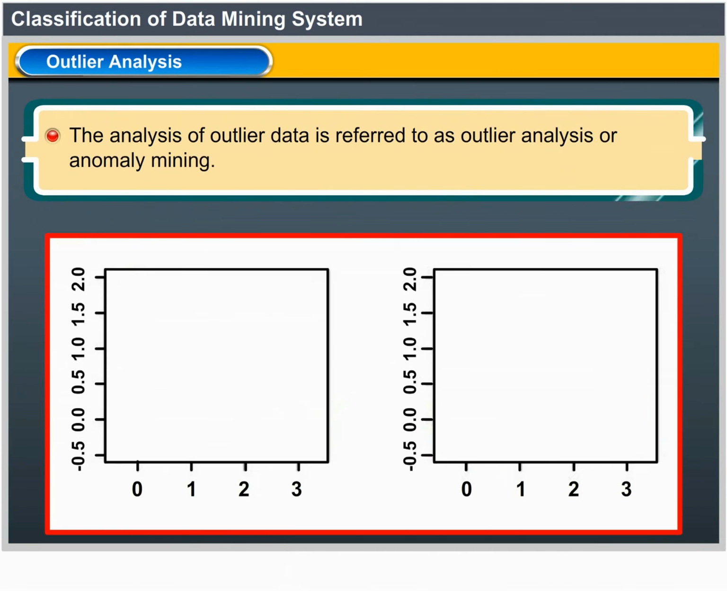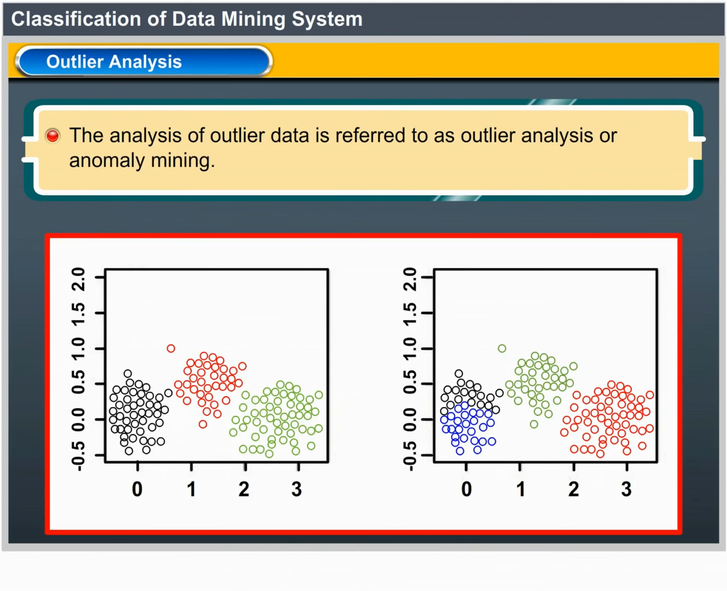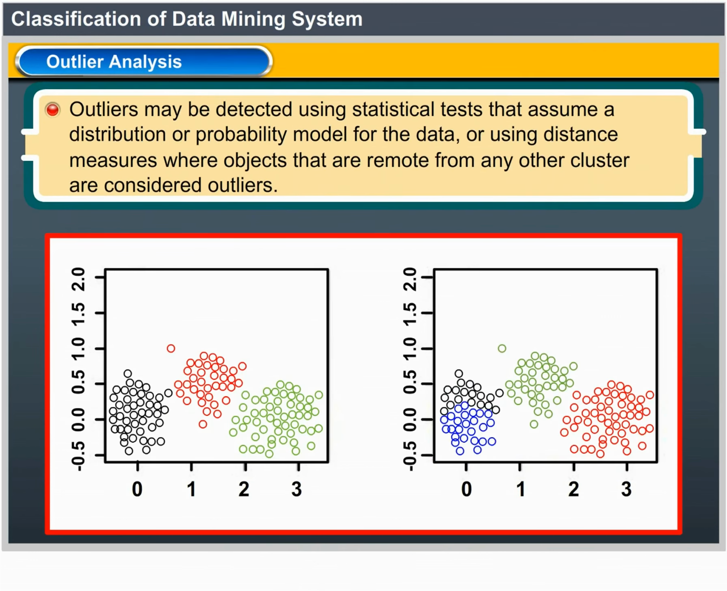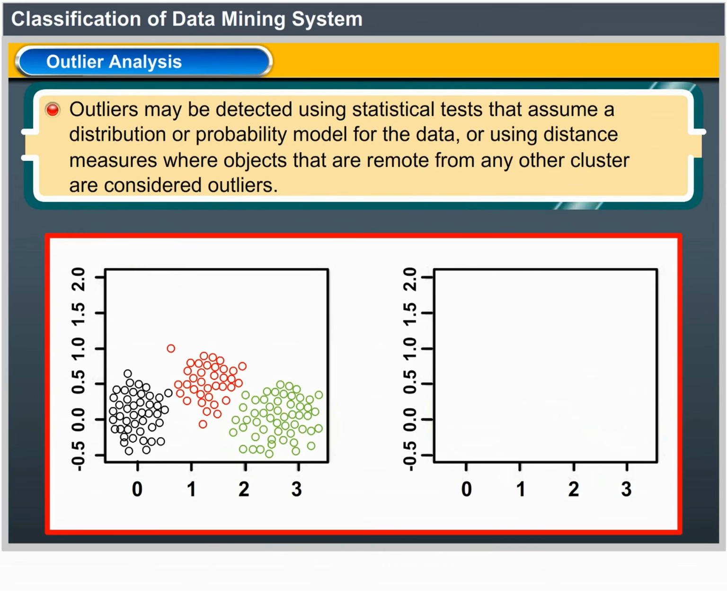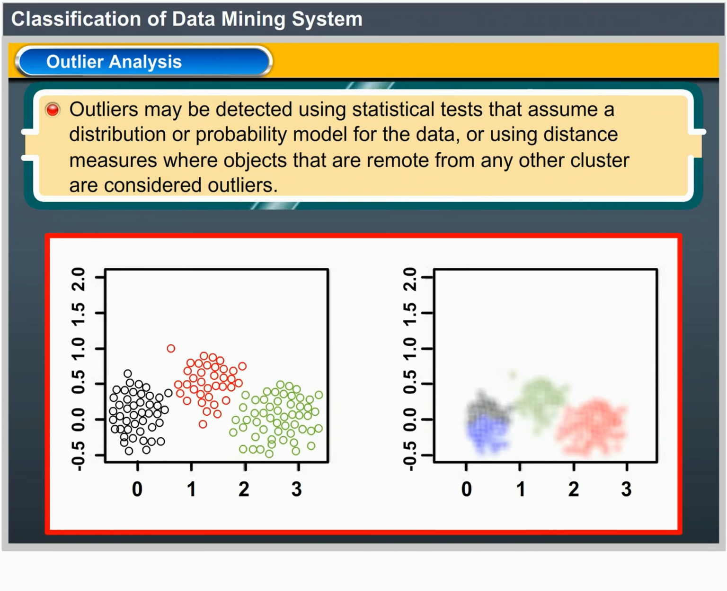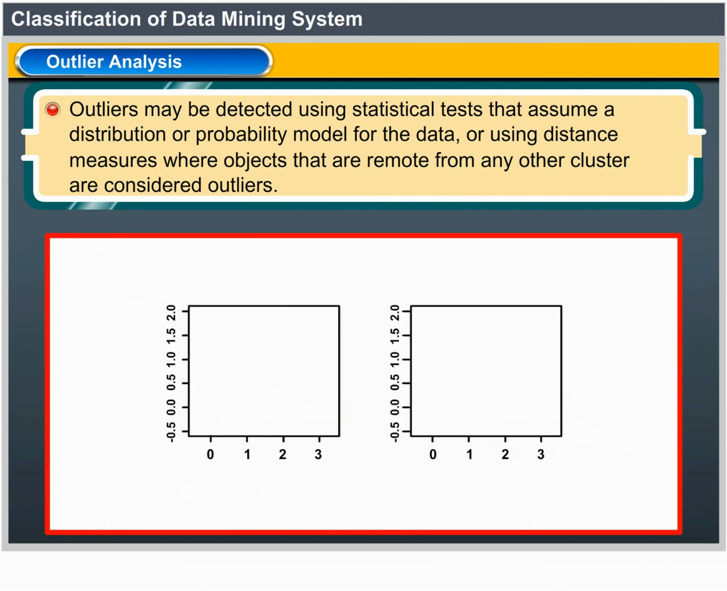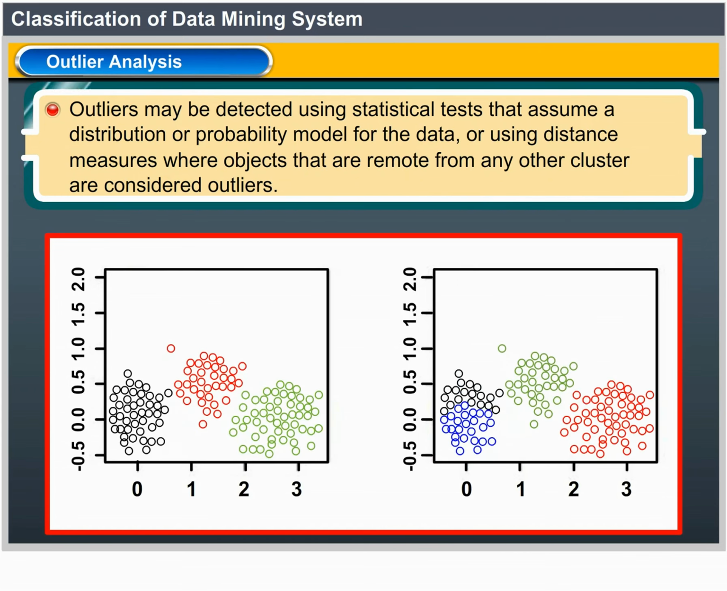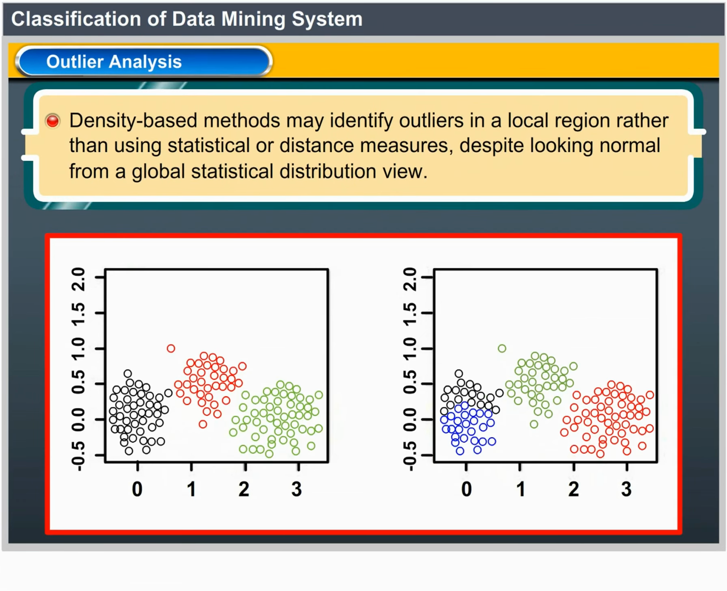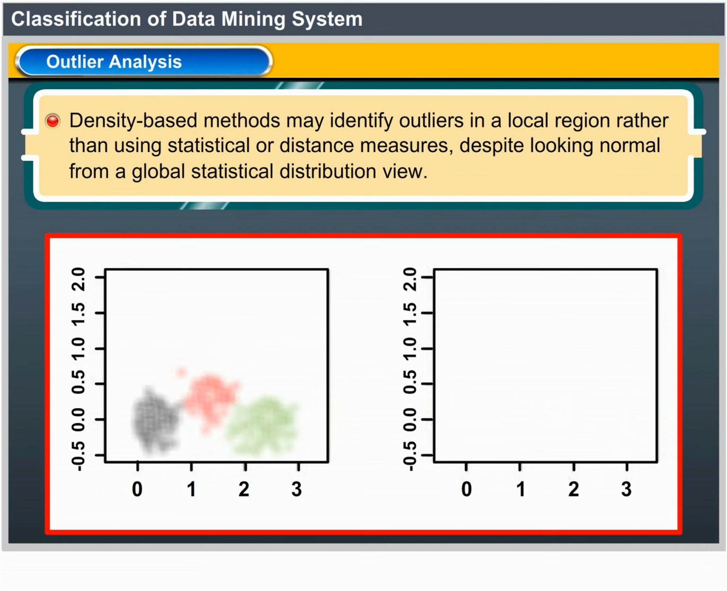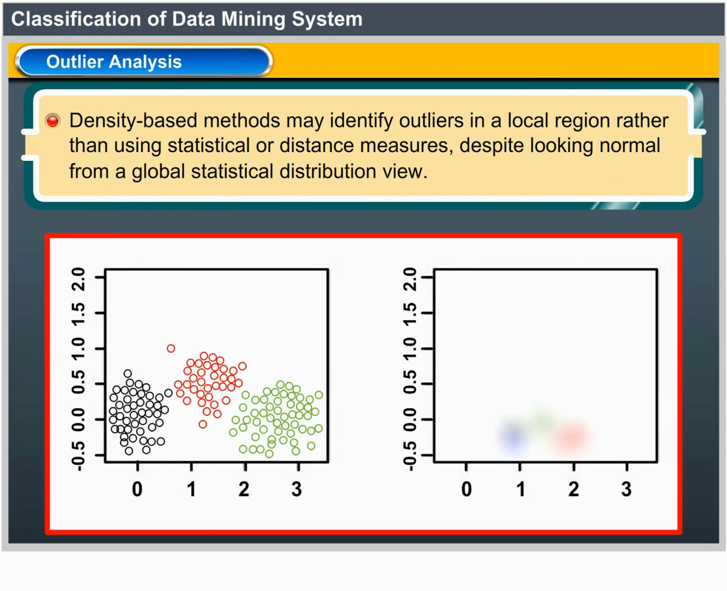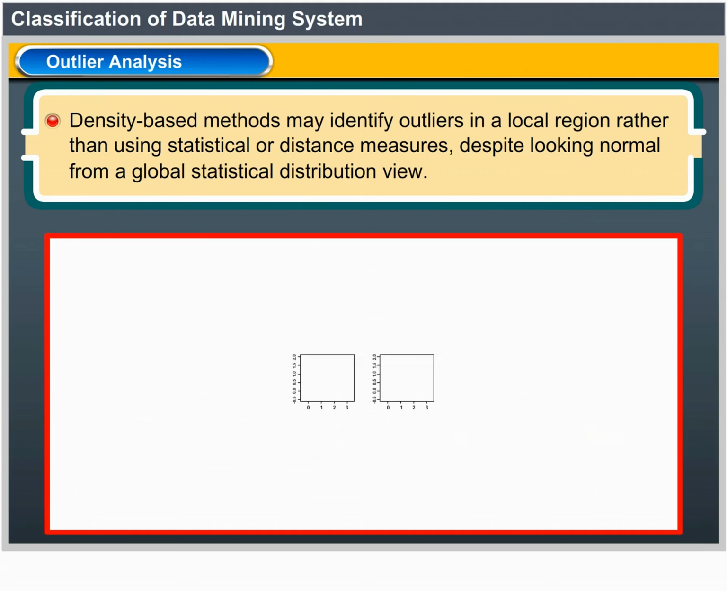The analysis of outlier data is referred to as outlier analysis or anomaly mining. Outliers may be detected using statistical tests that assume a distribution or probability model for the data, or using distance measures where objects that are remote from any other cluster are considered outliers. Rather than using statistical or distance measures, density-based methods may identify outliers in a local region, although they look normal from a global statistical distribution view.